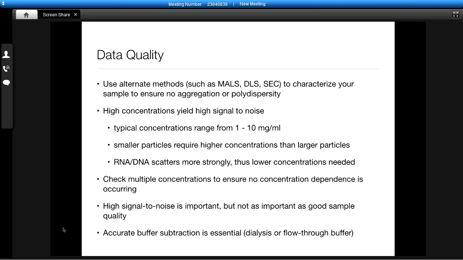And in addition to all this, you need to make sure that you have an accurate buffer subtraction. And buffers can actually differ quite substantially in their scattering profile. So you want to make sure that your buffer solution in your protein sample is identical to the buffer solution in your buffer blank that you're going to collect and subtract from your total protein scattering. Usually that can be done pretty well either through dialysis or some kind of column flow-through buffer.